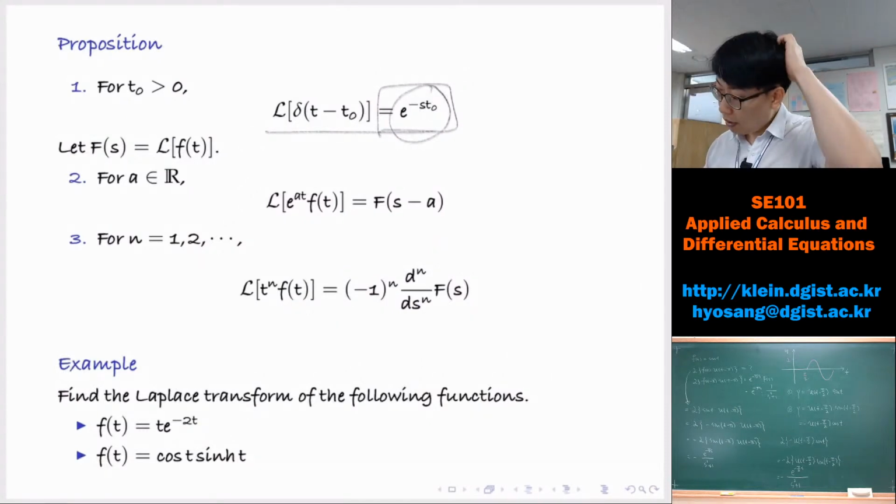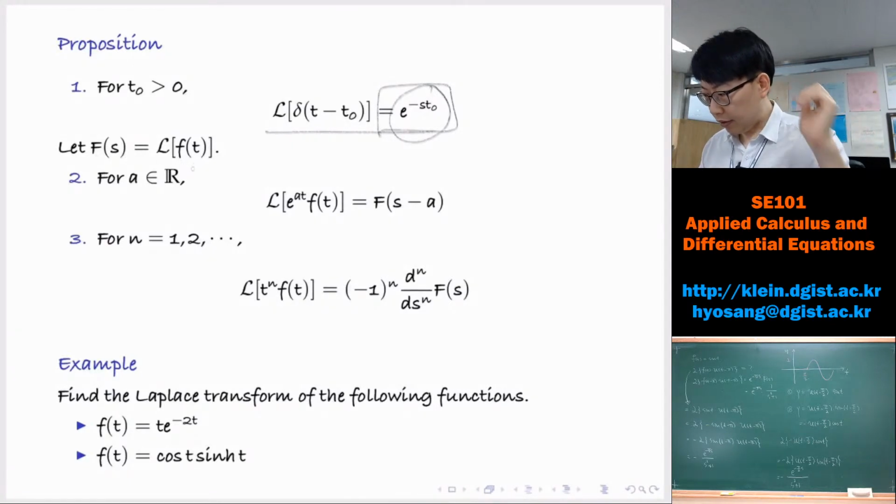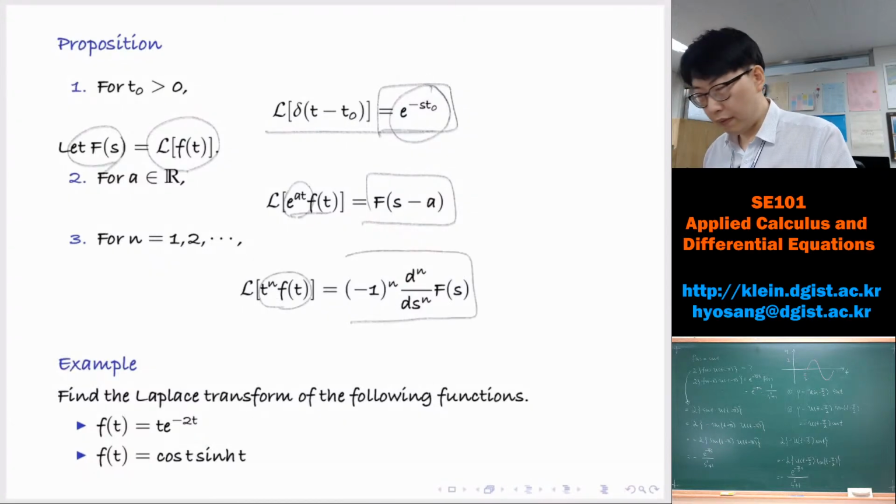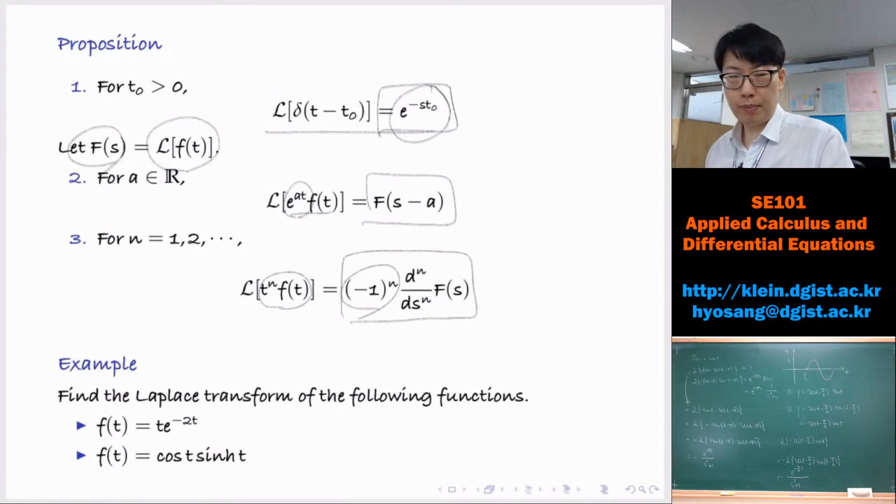From now on, we are going to write the Laplace transform of f of t simply as large F of s. Then, if you have an exponential function multiplied by the original function, the result is the shifting of the Laplace transform. And if you have a power function times the original function, then it becomes the derivative of the Laplace transform, with a sign change depending on the parity of n. So let's try to take the Laplace transform of these two functions.